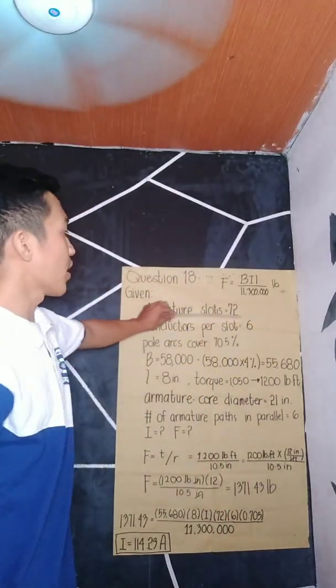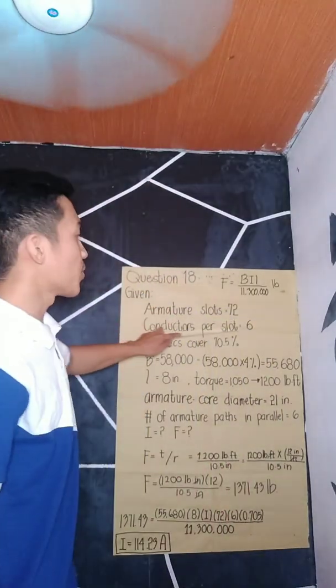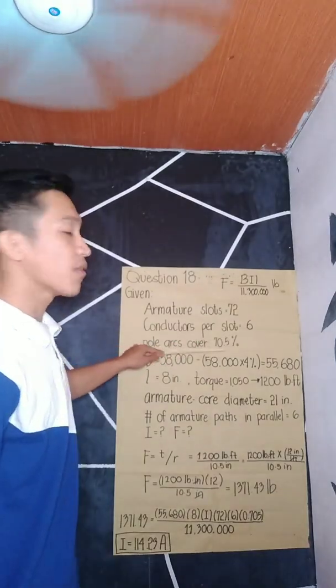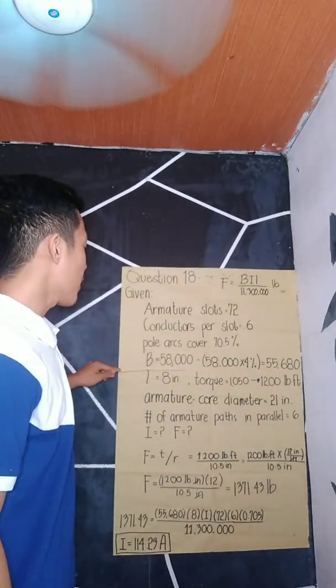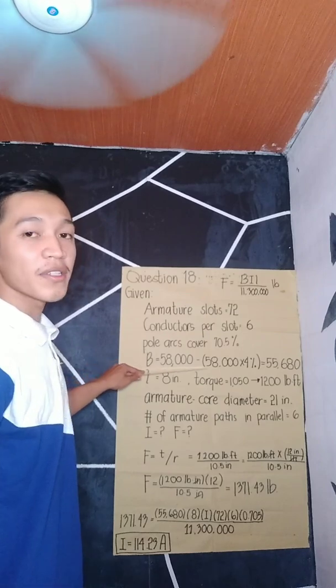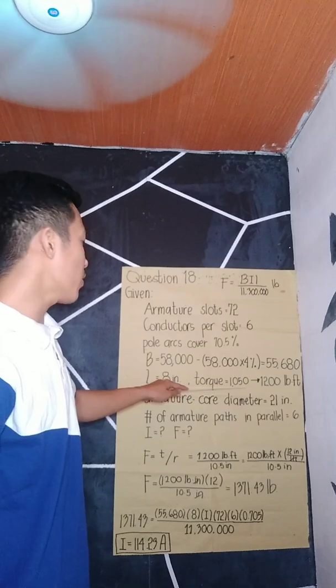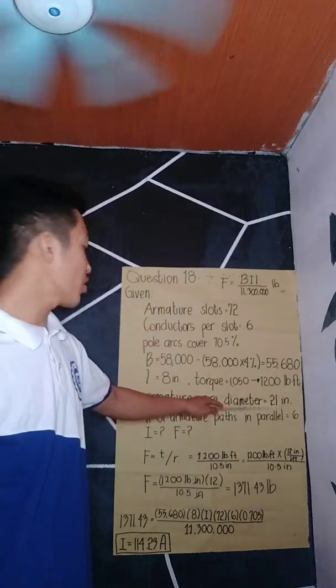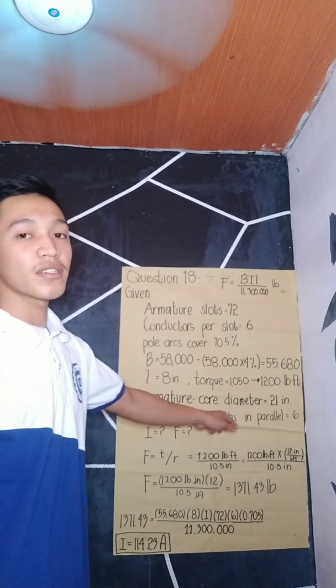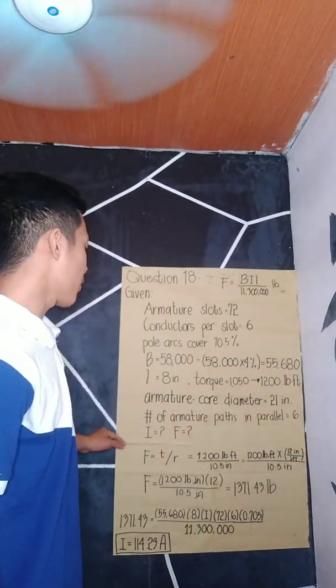Problem 18 is, what must be the total armature winding current in problem 17 if the torque increases to 1,200 pound-foot and the flux density decreases by 4%? So the givens are: armature slots is 72, conductors per slot is 6, pole arc covered is 70.5%, flux density is 58,000 lines per square inch, length is 8 inches, torque is 1,050 pound-foot, armature core diameter is 21 inches, the number of armature paths in parallel is 6, and the current and force are missing.